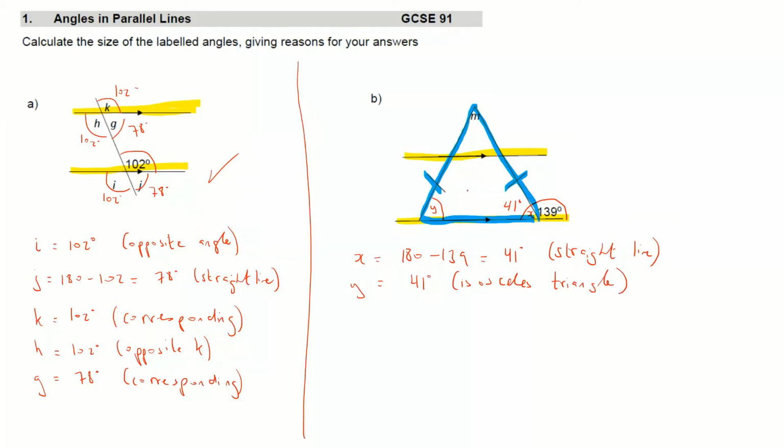And now the game's over because, remember, for a triangle, the interior angles have to add up to 180 degrees. So if you do 41 add 41, you get 82 degrees. And then angle M is obviously going to be 180 take away 82, which is 98 degrees. And the reason for that is angles in a triangle sum to 180 degrees. So that is question 1 done.